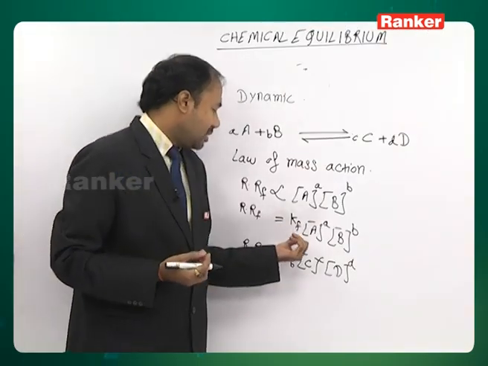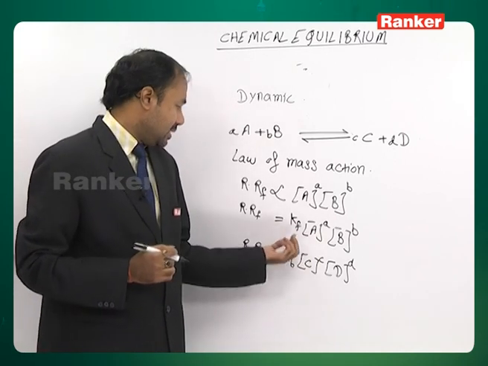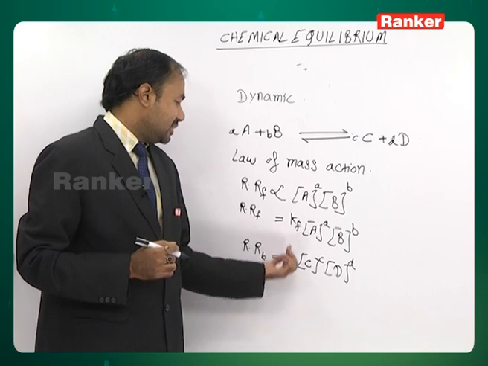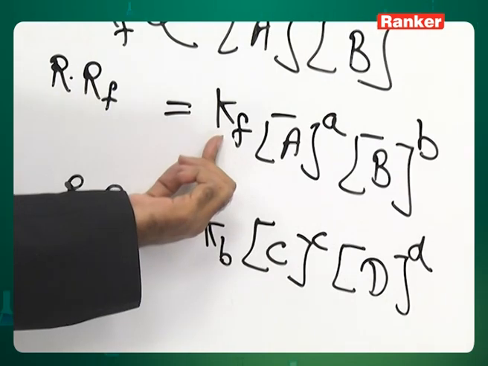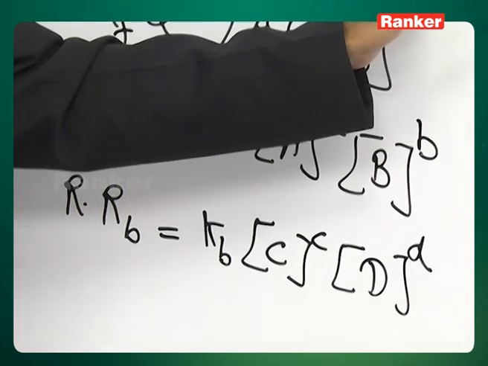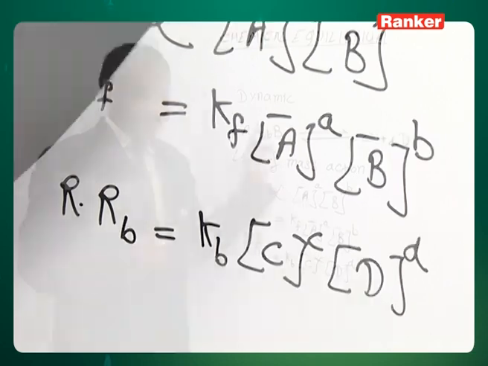Now see, I will give some introduction about Kf and Kb here. They came here as proportionality constants. These proportionality constants Kf and Kb are known as rate constants. Kf here is the rate constant for the forward reaction, while Kb is the rate constant for the backward reaction.